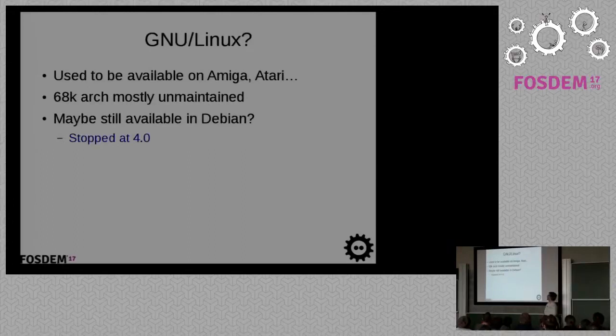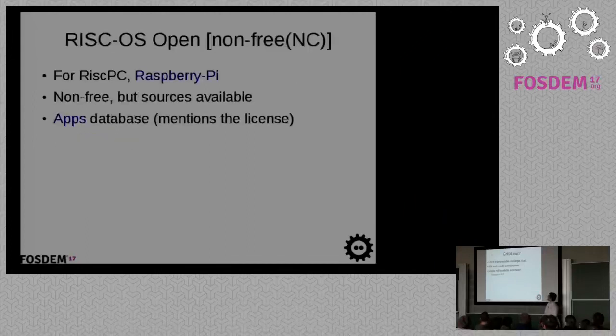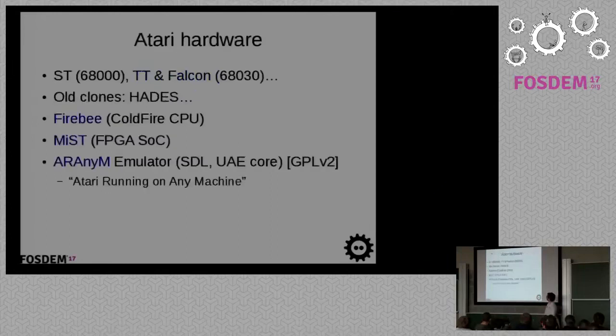Yeah, still does. Great. Debian stopped officially supporting them, but you can get some archives. There's RISC-OS, which isn't really free software. The source code has been published, but it's a non-commercial license, so, well, kind of. But their application database is nice because it says if it's shareware, freeware, GPL v2, whatever, so you can actually search for apps that are free software.